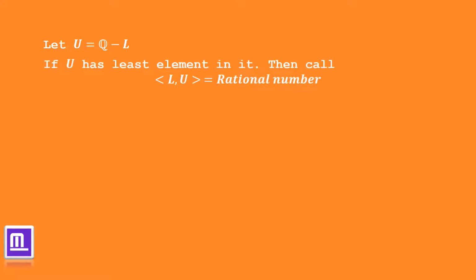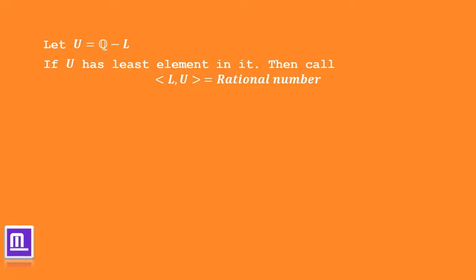but here we give the definition of a cut a little bit differently. I will tell you why both are the same. Okay, let U be the set of all rational numbers which are not in L. Okay, so this is the left out part. Then if U has a least element in it, that means there must be a rational number which is the least among U. That means that rational number should be the supremum of L. So L should have a supremum. Instead of that, you can say if U has a least element in it, then we call the ordered pair L comma U a rational number.